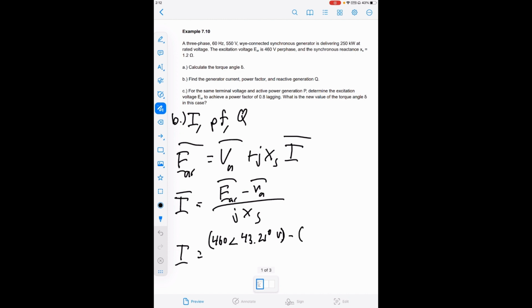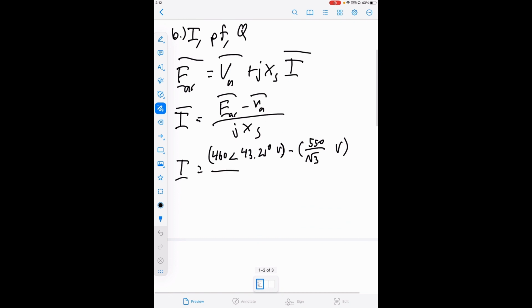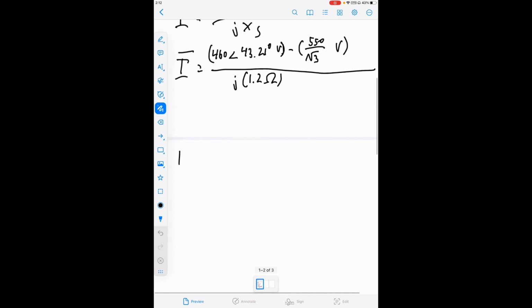VA is going to be equal to 550 divided by square root of 3. The 550 is what's given to us, and then we divide by square root of 3, just as we would from three-phase power earlier in the semester. And then J, 1.2 ohms. Plugging into our calculators, we should get that the current is equal to 262.85 angle negative 3.23 degrees.